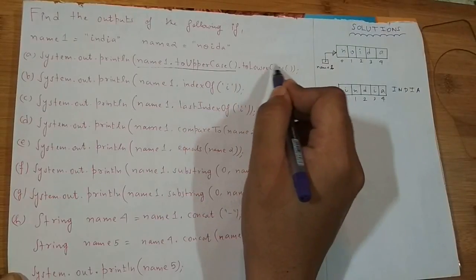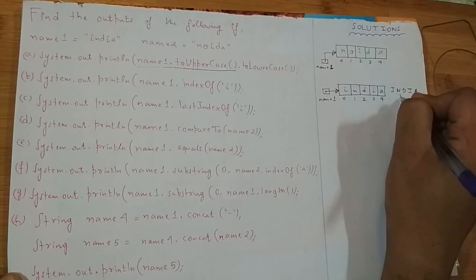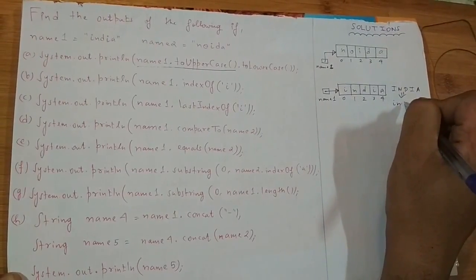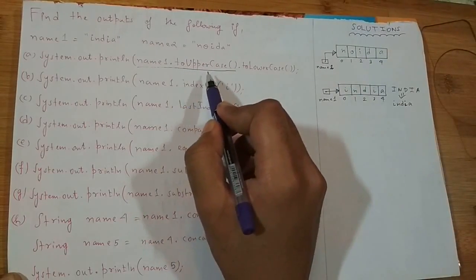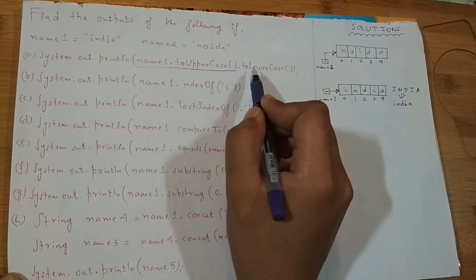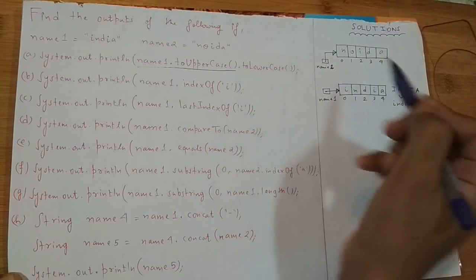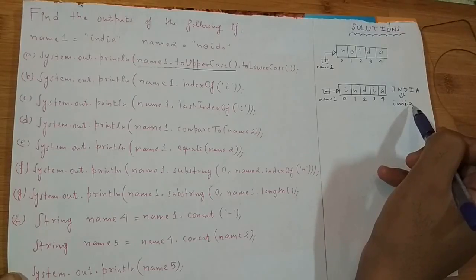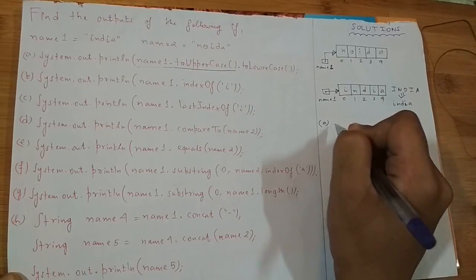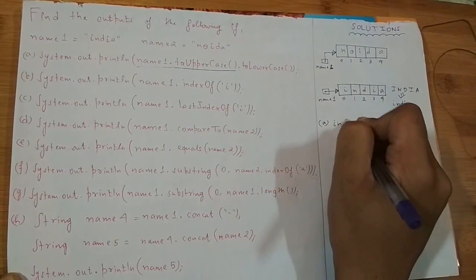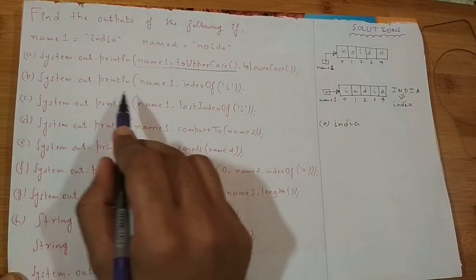And then if I apply a toLowerCase, then I'll get everything back in lowercase, right? So name1.toUpperCase() will convert my string all in caps, and then the toLowerCase method will bring it back to the lowercase characters. So my output for A is india. What about the next one?